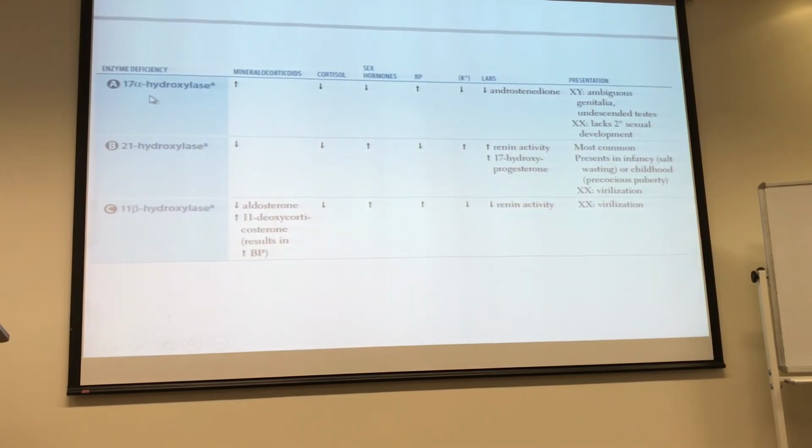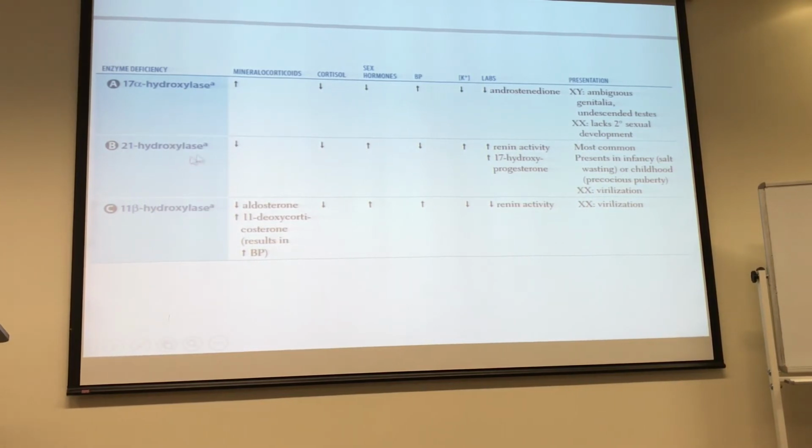So you see here 17 alpha hydroxylase. If you would have deficiency of this enzyme, you would have more mineralocorticoid produced. You would have less cortisol produced, but corticosterone would be up. So sex hormones will be down, blood pressure would be up, potassium would be down, androstenedione, which is an androgen, is going to be down. You would have ambiguous genitalia in males with undescended testes if the child is born at the level of the child. In females, you would have lack of sexual development because pubic hair will not be there. There would be lack of sexual development, which is under the action of androgens.